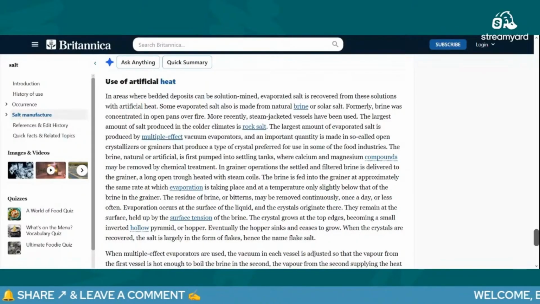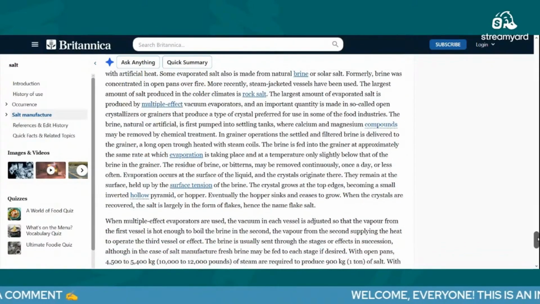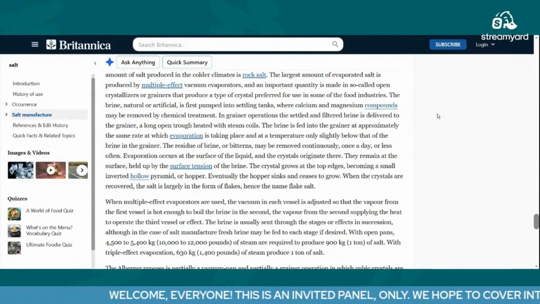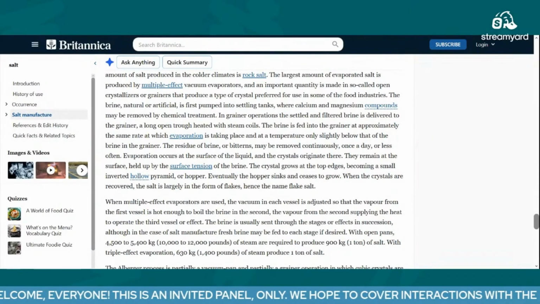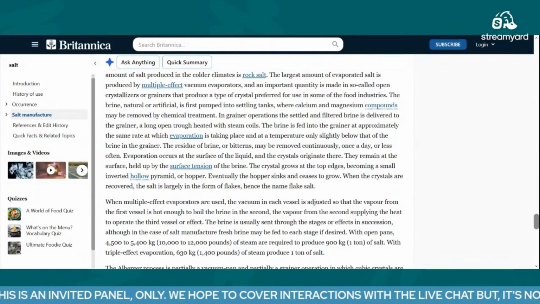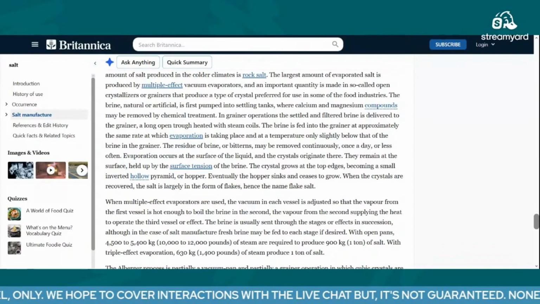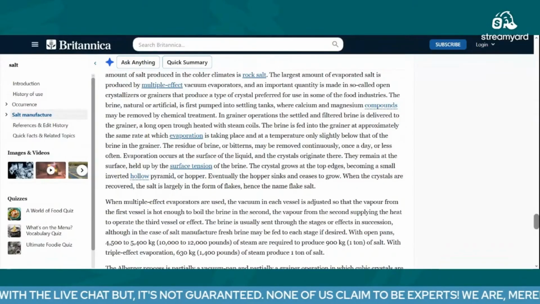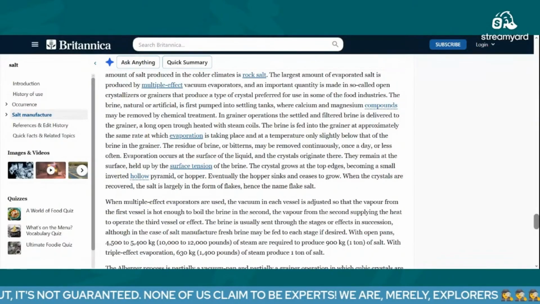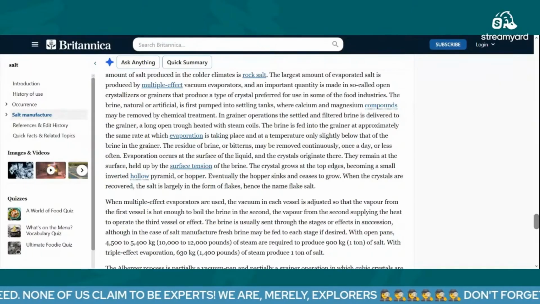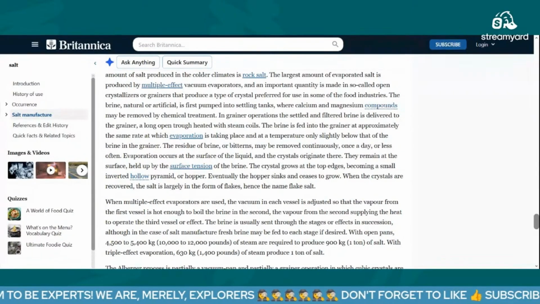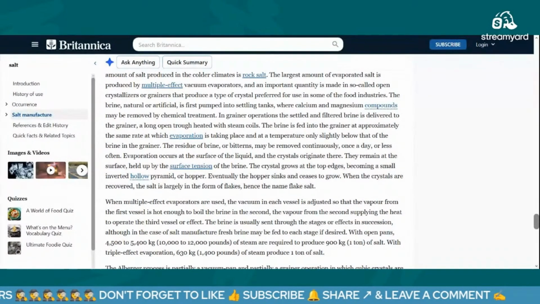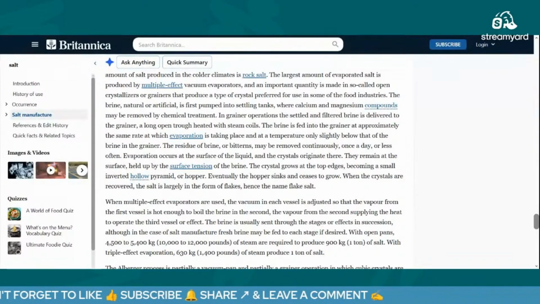The brine, natural or artificial, is first pumped into settling tanks where calcium and magnesium compounds may be removed by chemical treatment. In grainer operations, the settled and filtered brine is delivered to the grainer, a long open trough heated with steam coils. The brine is fed into the grainer at approximately the same rate at which evaporation is taking place and at a temperature only slightly below that of the brine in the grainer. The residue of brine, or bitterns, may be removed continuously, once a day, or less often.